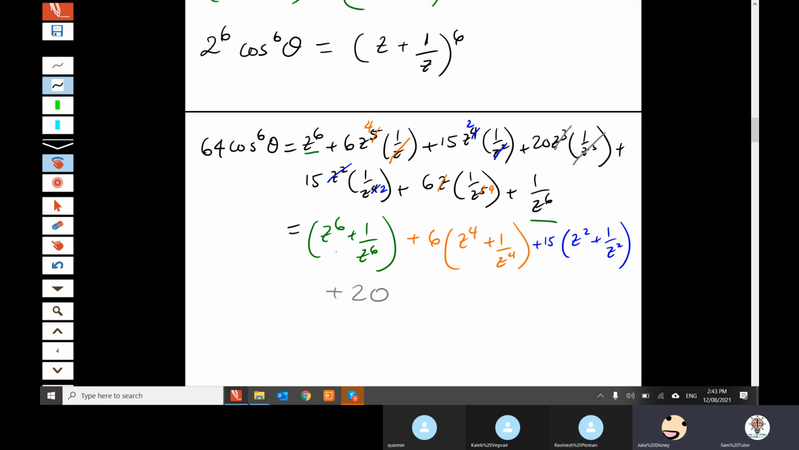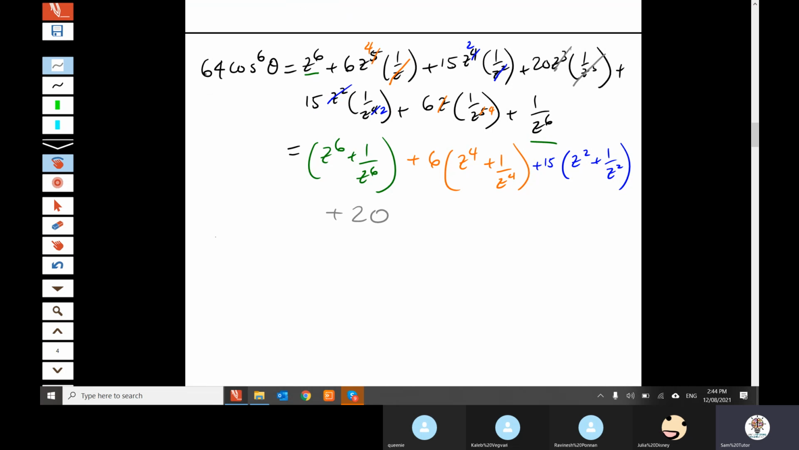Sure. And then once I've simplified that bit, you can see that's still not that great because you've got it in terms of z's, but you're meant to get it in terms of cosines. But now you know the formula. You know that z^n plus z^-n is 2 cos n theta, right? So all of these brackets that I've got should be able to simplify.